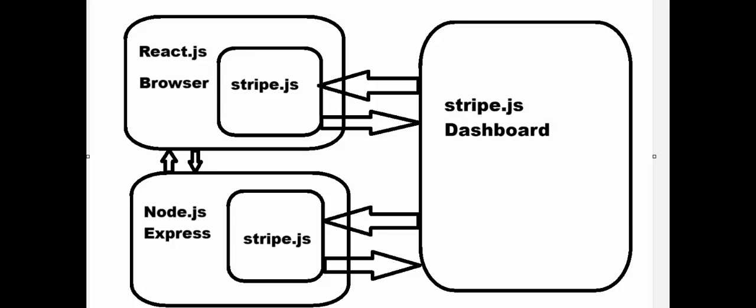Stripe.js goes to Stripe, goes to React.js, the front end of our e-commerce, and goes to Node.js, the backend of our e-commerce, and the Stripe dashboard, our temporary bank, and communicates with Stripe.js in React and in Node.js.